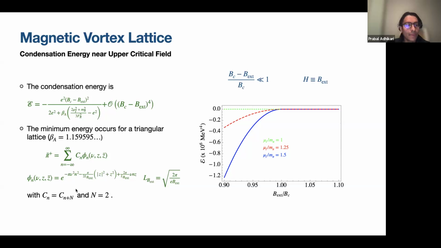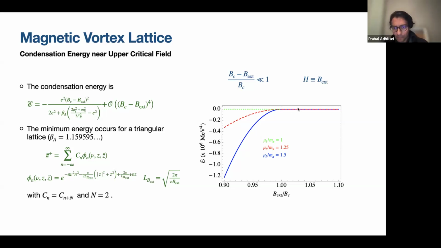And the other thing to note is that the condensation energy, which is the energy difference compared to a scenario where all the magnetic field penetrates the system, comes with a negative sign. And this is good because this is suggesting that the magnetic vortex is stable, more stable compared to the scenario where the magnetic field entirely penetrates the system. And the beta A appearing there is determined by basically looking at the various symmetric solutions. The most symmetric solution turns out to be the triangular one.